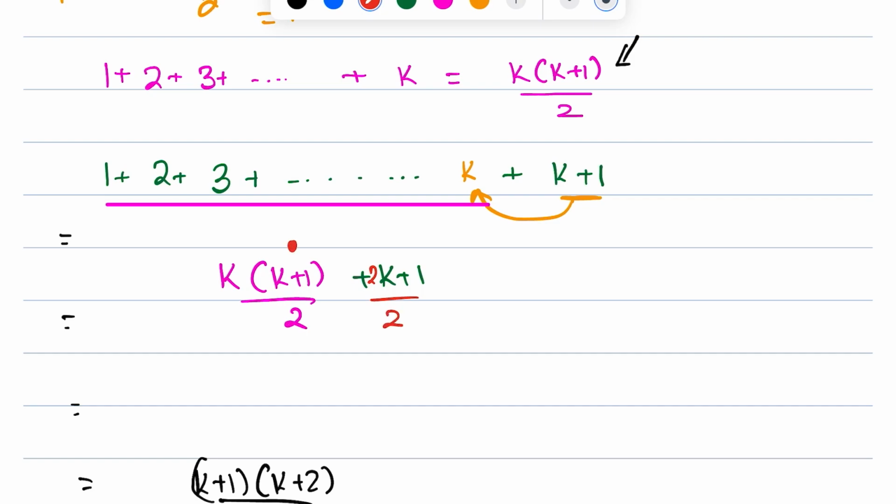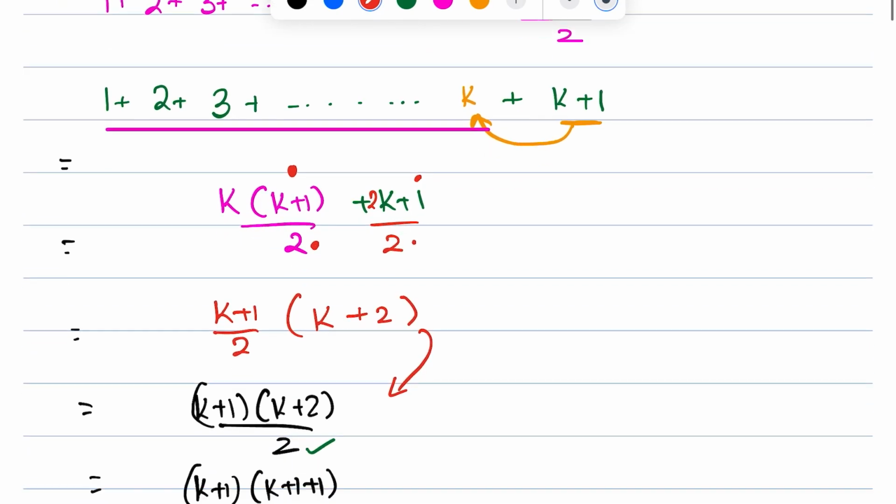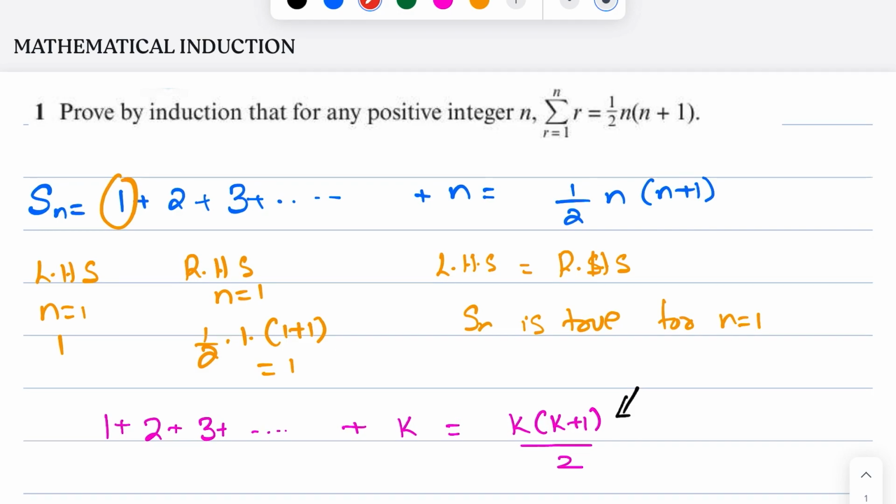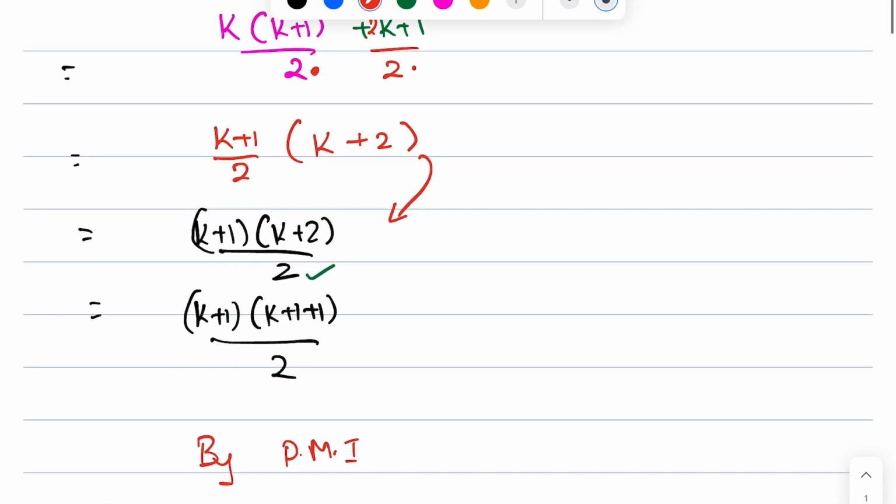Then I take k plus 1 by 2 as common. So when I factorize k plus 1 upon 2, what am I left over with? k plus 2, I think so. That's going to be the answer. So we can write it out: by the principle of mathematical induction, it is true for positive integers, n belongs to Z plus.